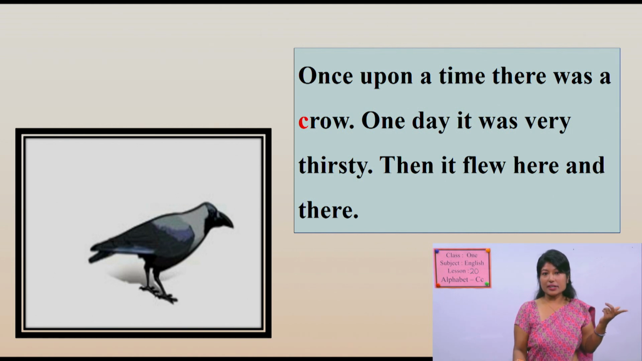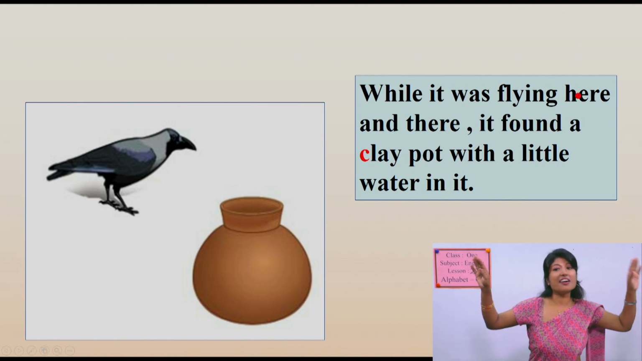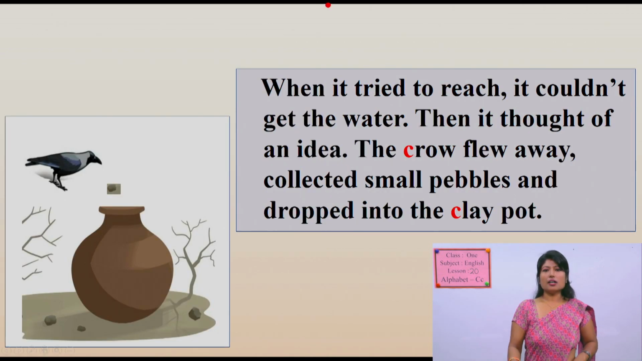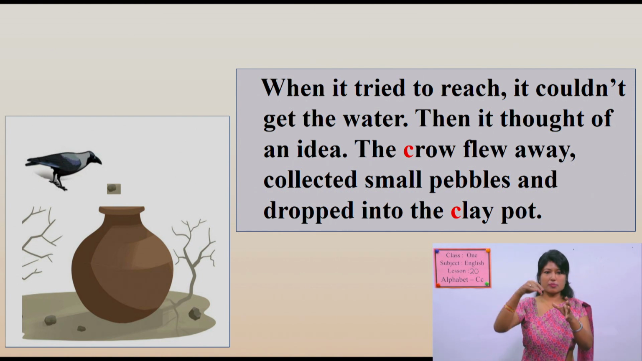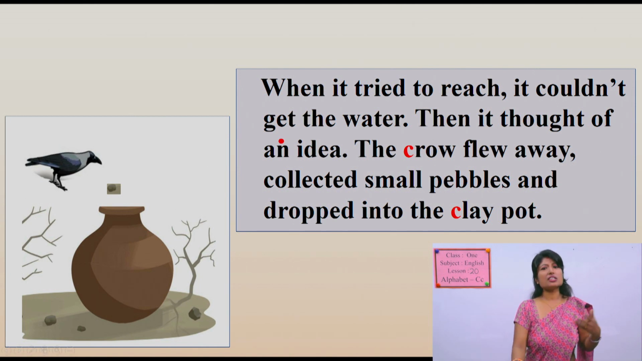Then what happened? Let's see. While it was flying here and there, finally it found a clay pot. The crow found a clay pot with a little water in it. So there was little water inside the pot. When it sat on the clay pot and tried to reach the water, the water level was very low. It couldn't get the water.